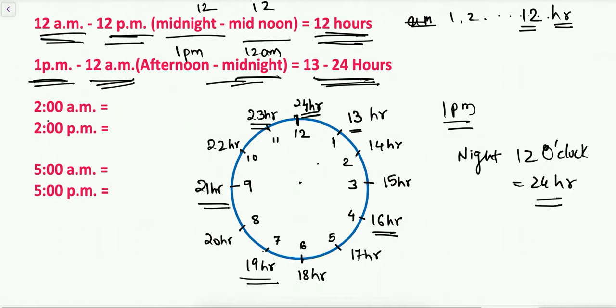So 2 a.m. will be written as 2 hours, is 2 only, and 2 in the afternoon will be read as 12, 13, 14, that is 14 hour. 5 a.m. in the morning will be read as 5 hour, and 5 in the noon will be 13, 14, 15, 16, 17, that will be 17 hour.